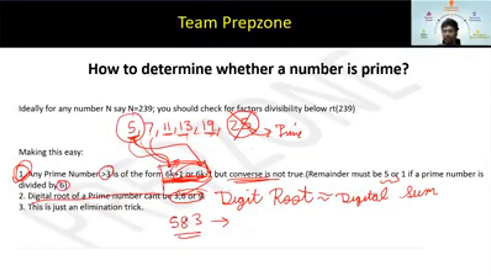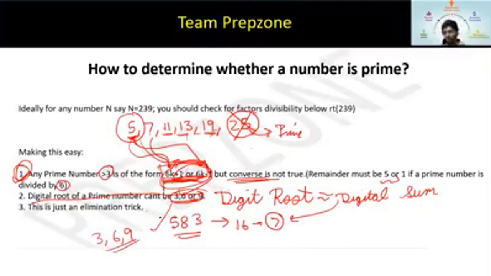What is the sum of 8 plus 5 plus 3? That is 16. Again, I will sum 1 plus 6. This is 7. So I will take the sum of digits till a single digit. This is known as a digital sum. Now this digital sum of a prime number can't be 3, 6 or 9. So you will remember two things if you want to check whether a number is prime or not. Number 1, the number should be of this form. Number 2, the digital sum cannot be 3, 6 or 9.